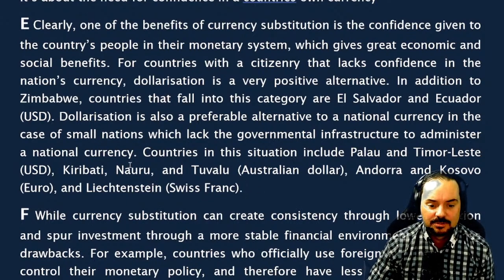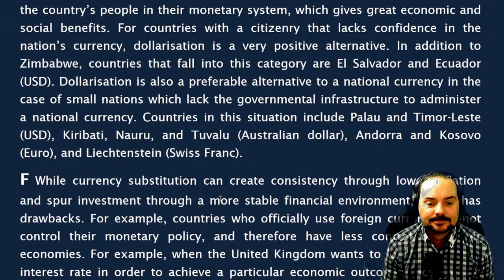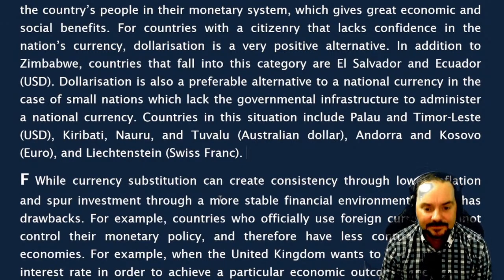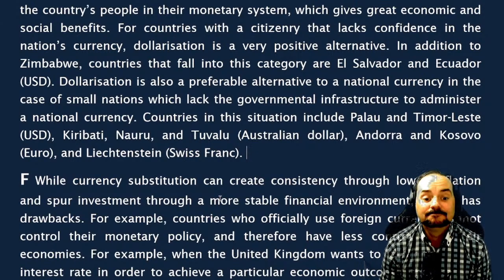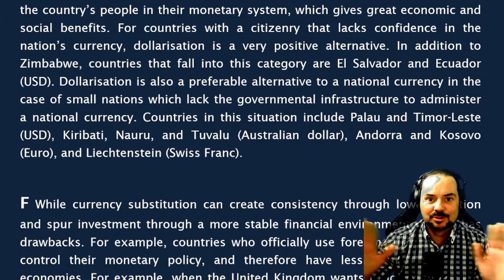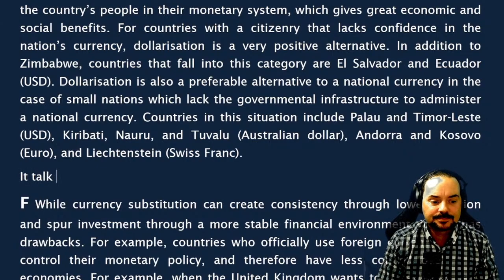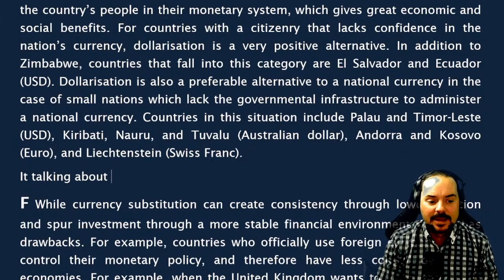Okay. Ask and answer the question, please. What is the paragraph talking about? Maybe it's talking about the dollarization in various countries. Okay, stop there. Don't jump around. So it's talking about the dollarization in various countries. Good or bad?